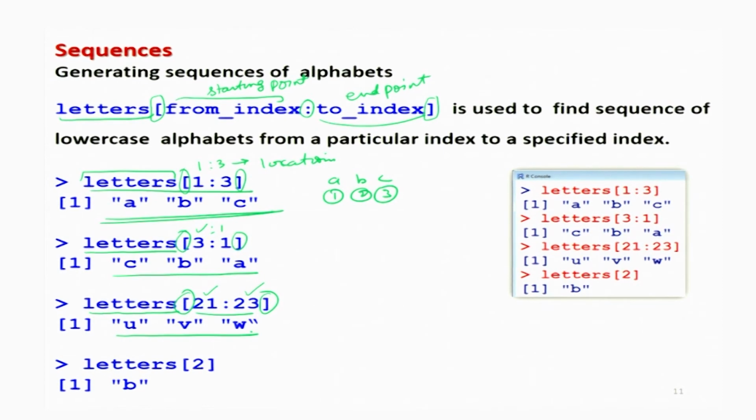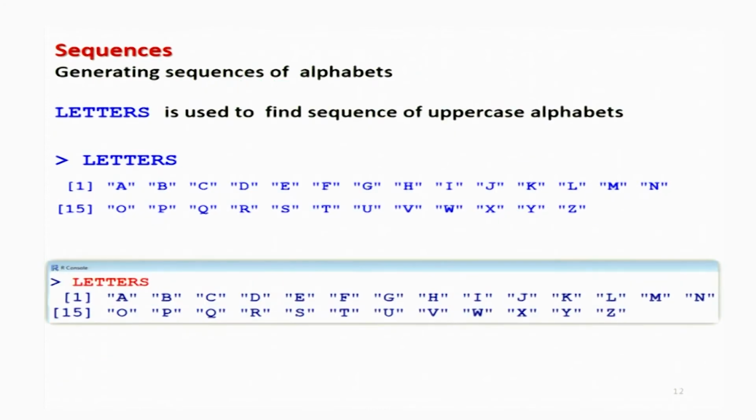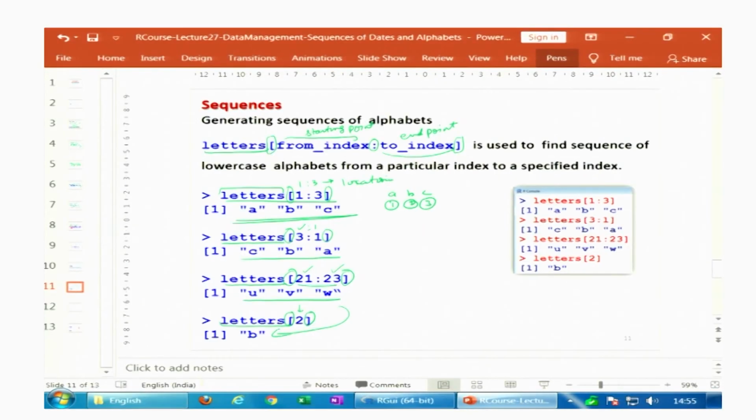And similarly, if you want to find out any particular alphabet at a given location, you can simply write LETTERS in uppercase, and then within the square brackets write 2, and this will give you the second alphabet, that is B. So you can see that it is not a very difficult thing to understand, but before going further, let me show you these things on the R console.